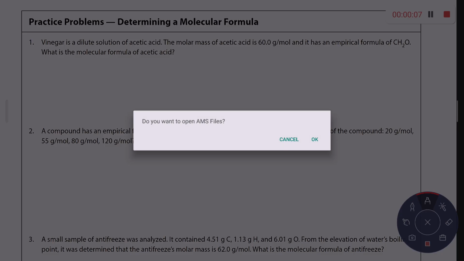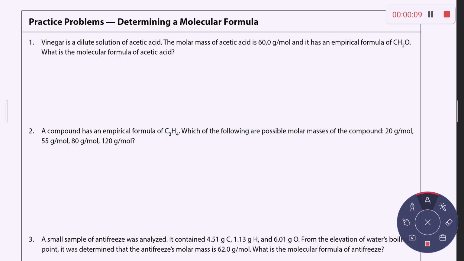The molecular formula is basically going to be a multiple of an empirical formula. So for number 1, it says vinegar is a dilute solution of acetic acid, and the molar mass of acetic acid is 60 grams per mole. The empirical formula for acetic acid is CH2O. They want us to calculate the molecular formula of acetic acid.